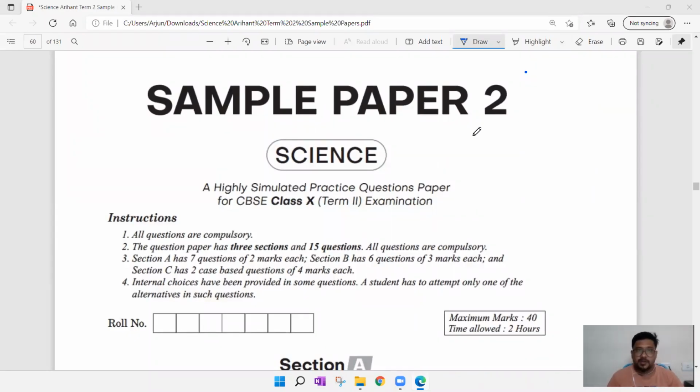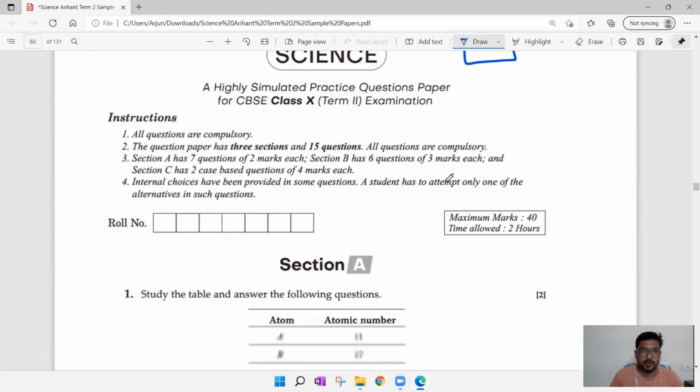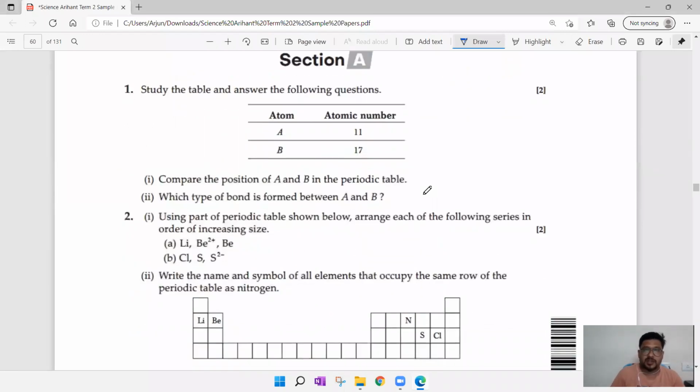In this lecture, we are going to see sample paper 2, and there are physics, chemistry, as well as bio questions. We are going to see only physics and chemistry. I am not going to explain bio. Okay, first question in section A, 2 marks question.